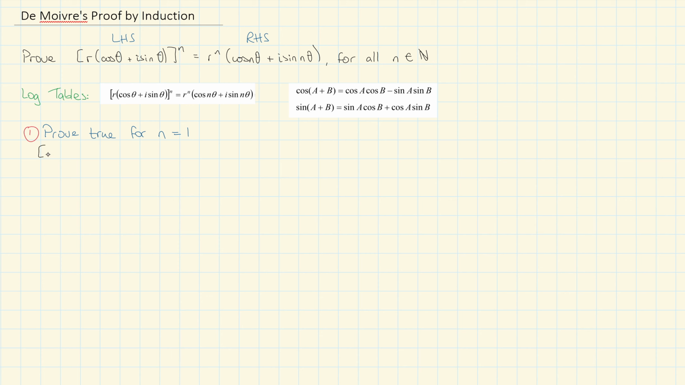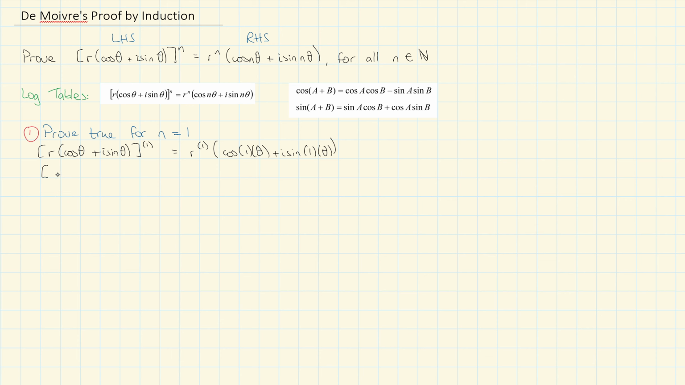So we get r on cos theta plus i sin theta to the power of 1 will equal r to the power of 1 on cos 1 times theta plus i sin 1 times theta.